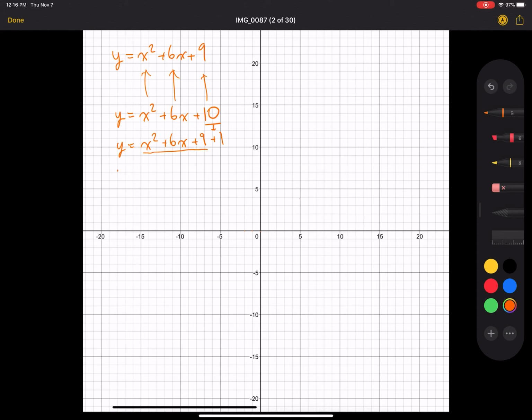Let's rewrite that in factored form. y equals x plus 3 squared. What happens to this plus 1? Well, you just add it right there. Now it's easy to graph.